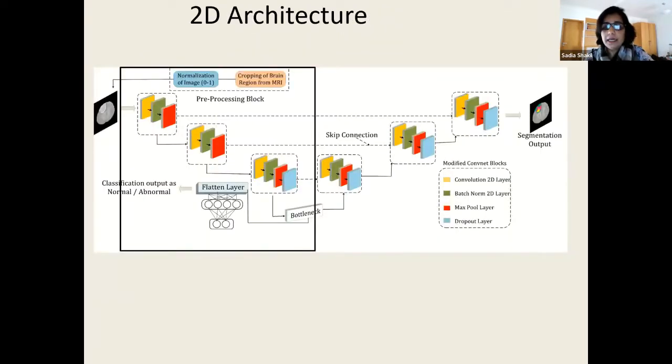This is the network that we used. Again, I will not talk about the details of this network. I would just like to tell you how this AI model can be used to identify, segment and classify in the same model.